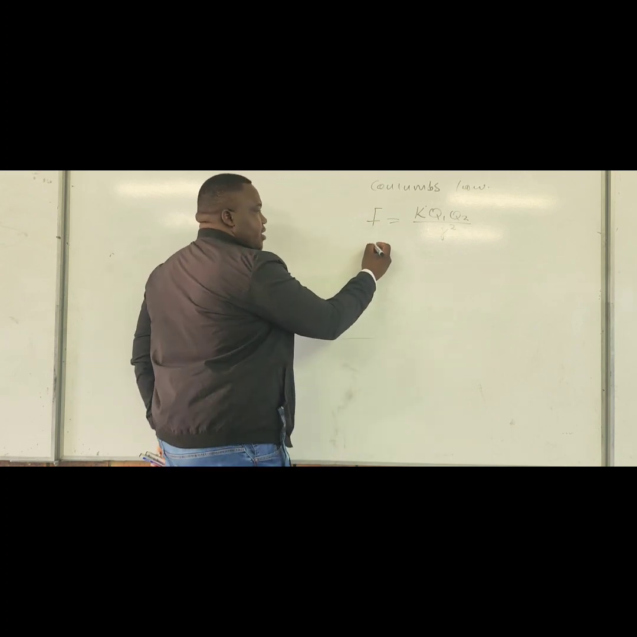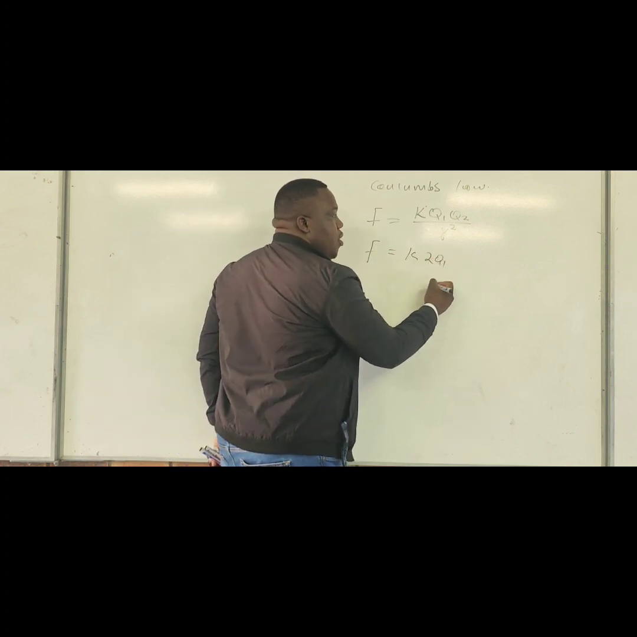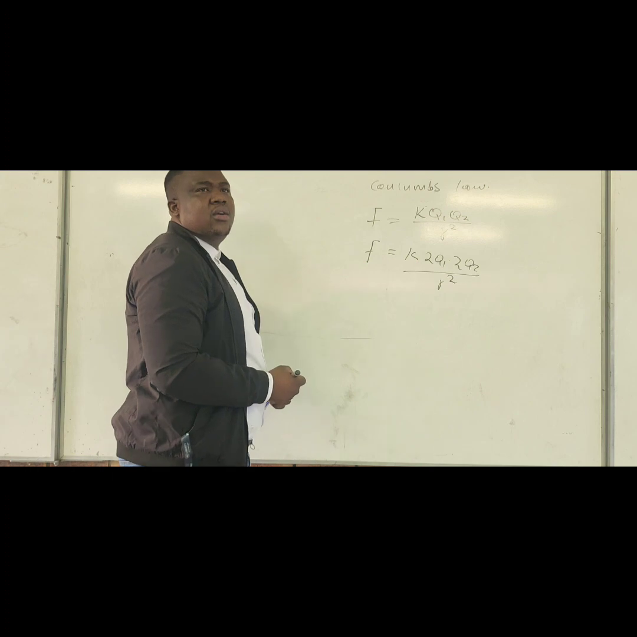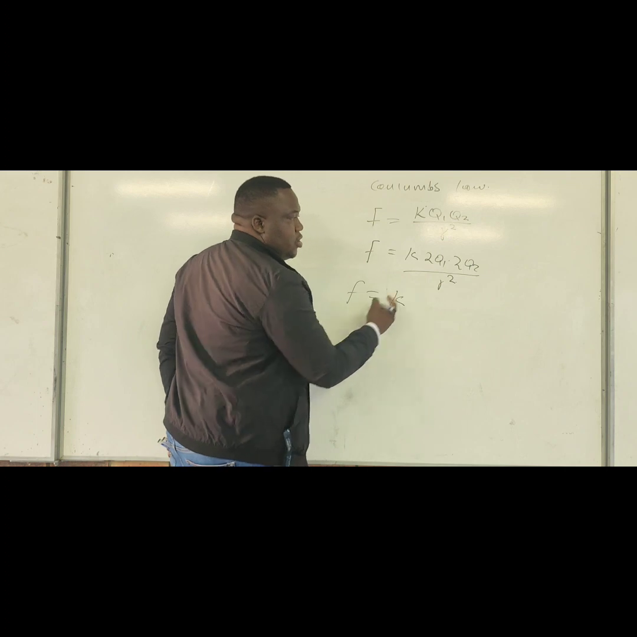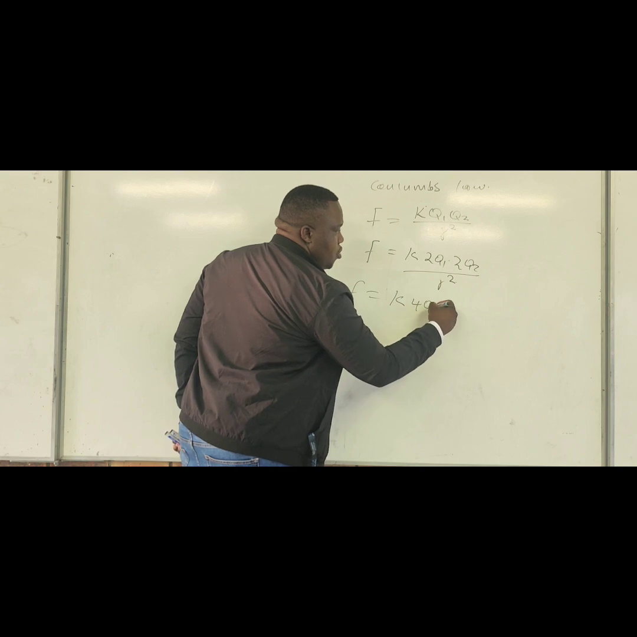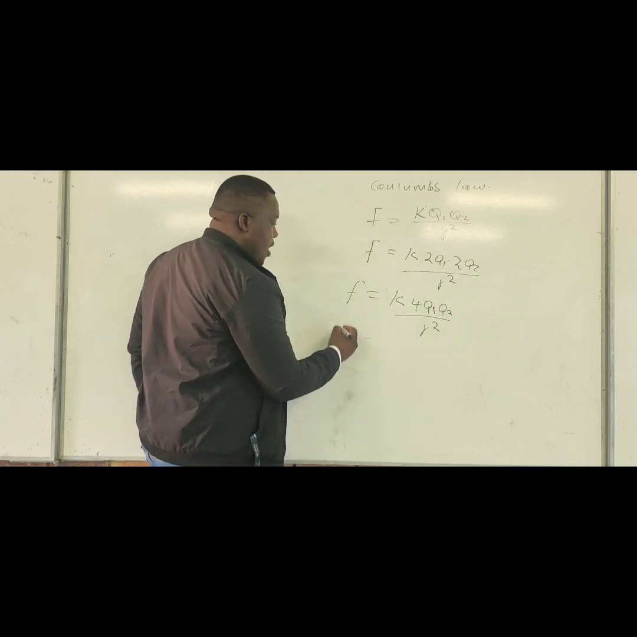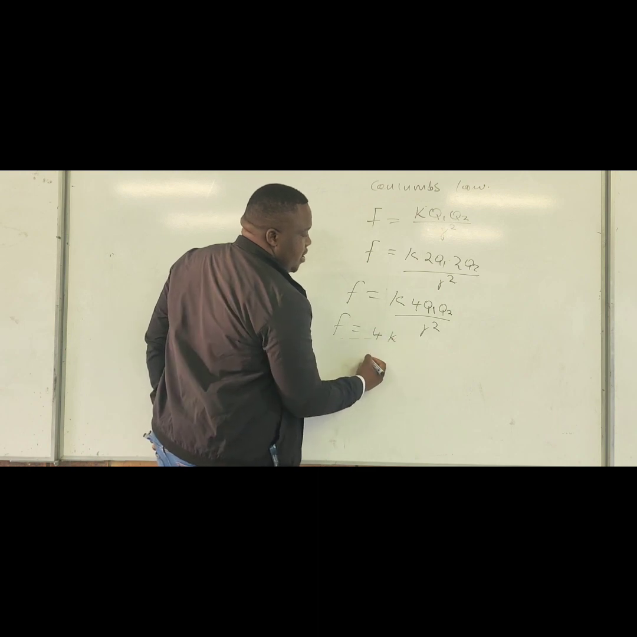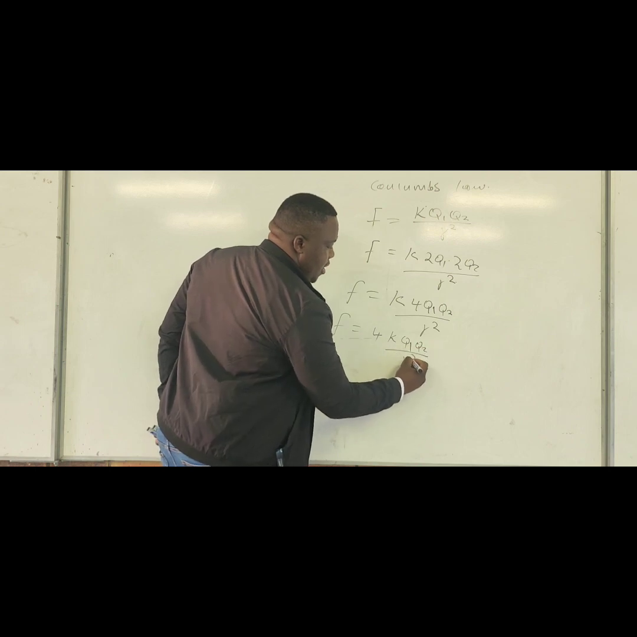Let's just do something like that. Let's say we have F, we want to double. When we double, it means we'll have 2Q1 and 2Q2 over R squared. This is doubling. To double something is to multiply by 2, right? Then we'll have F is equals to K, 2 multiplied by 2 will give us 4 Q1 and Q2 over R squared. Then we take 4 to be here. Then we have K, Q1, Q2 over R squared.